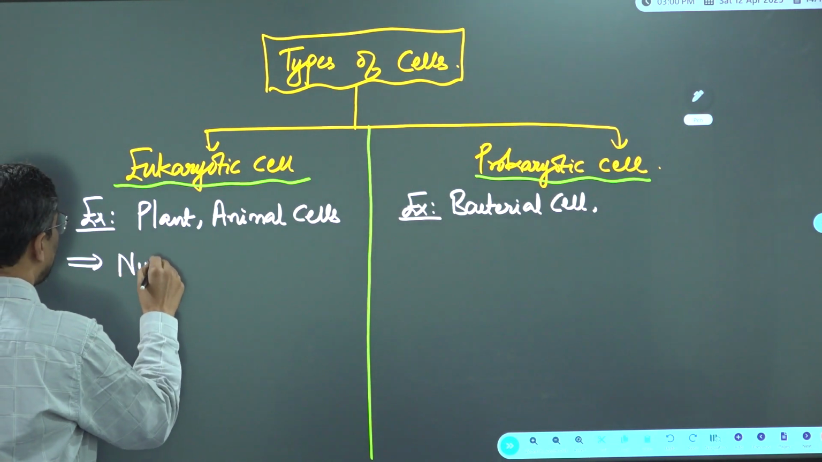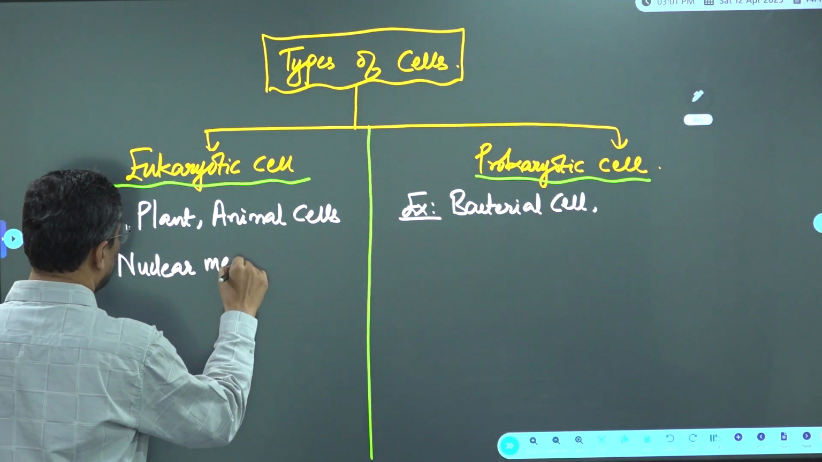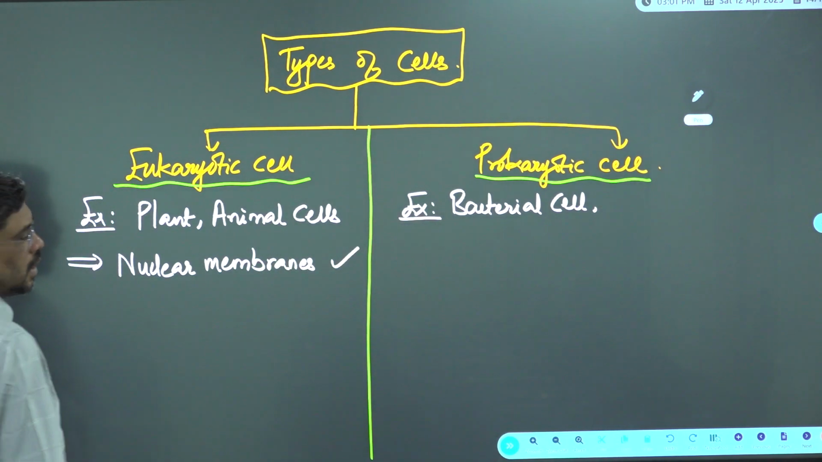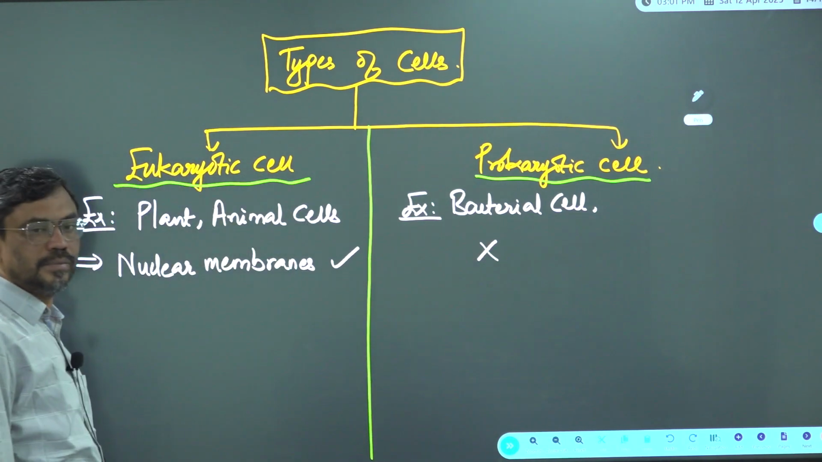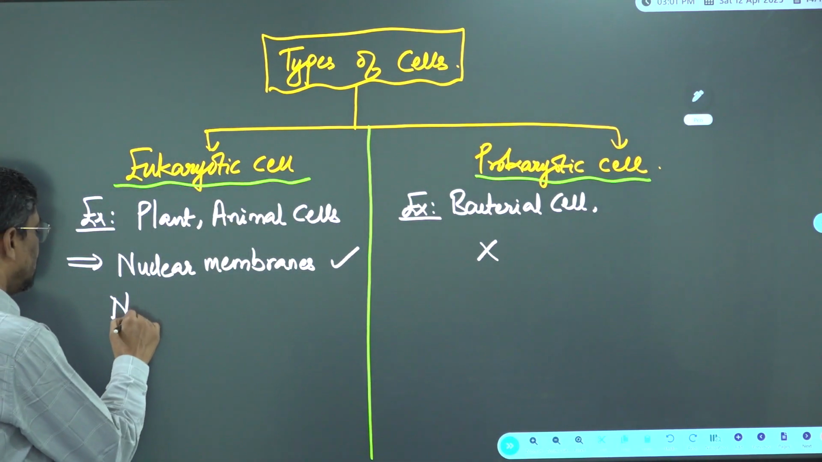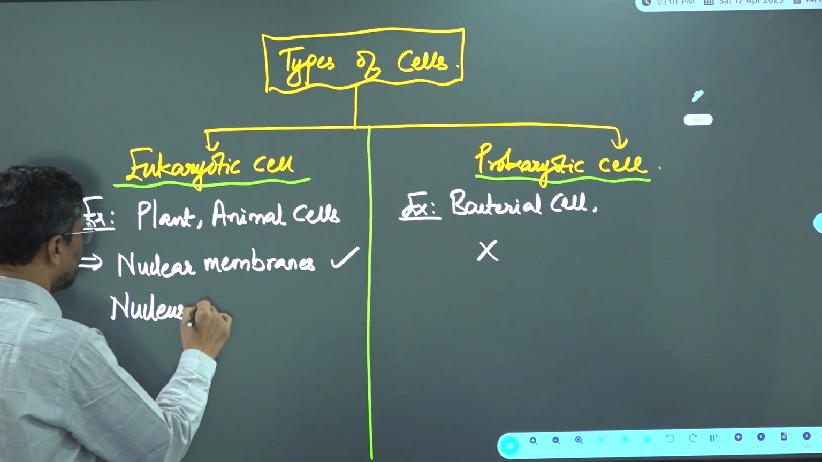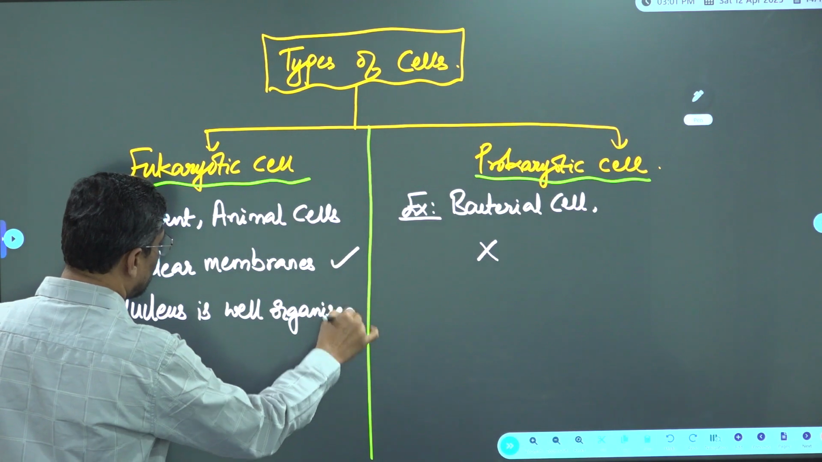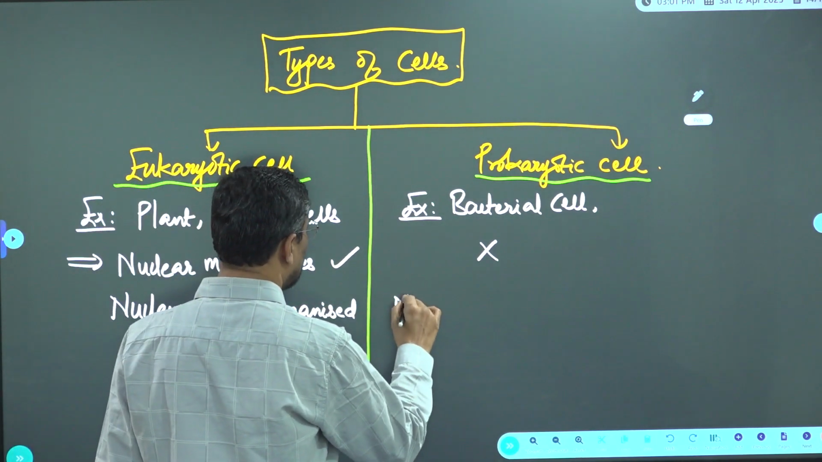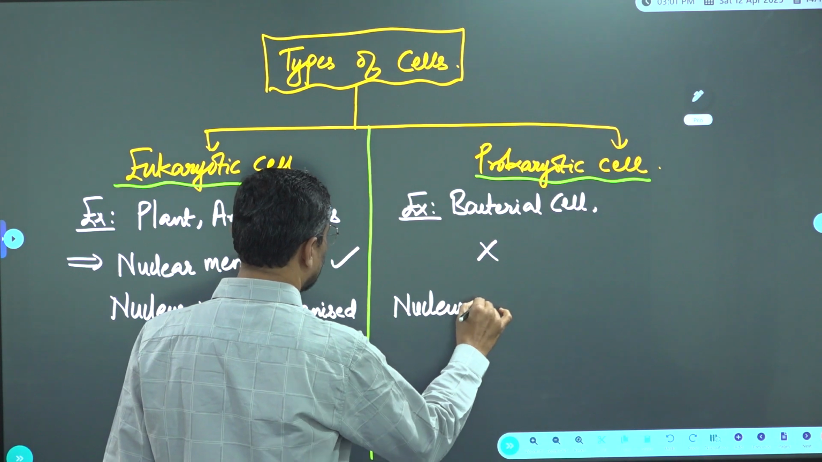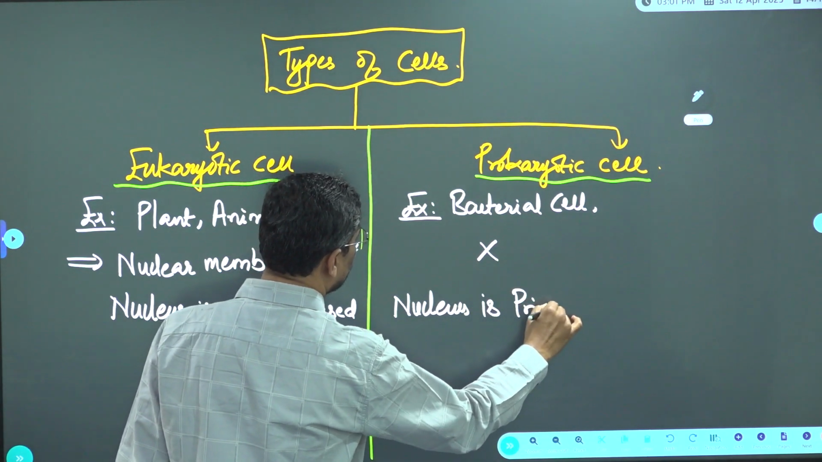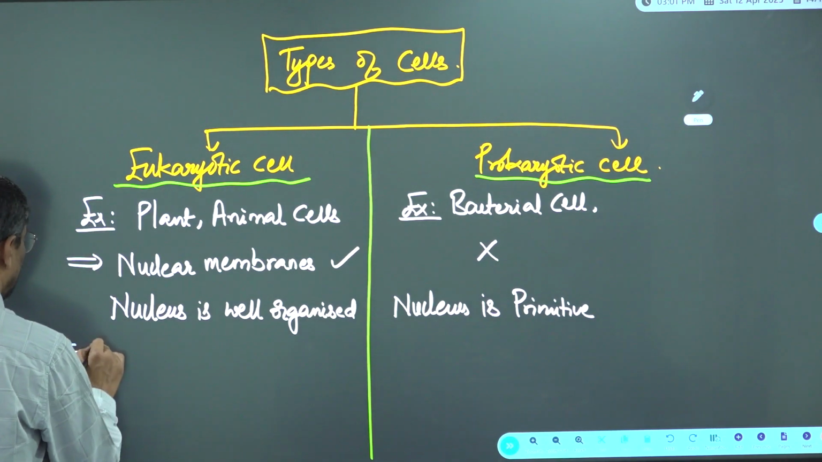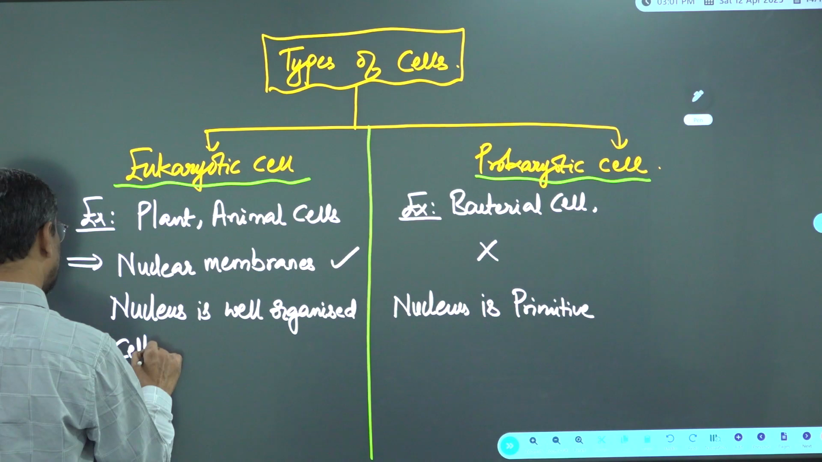Here, nuclear membranes are present. These nuclear membranes are absent here. So the nucleus is well organized in the eukaryotic cell, and here the nucleus is primitive. Nucleus is primitive.